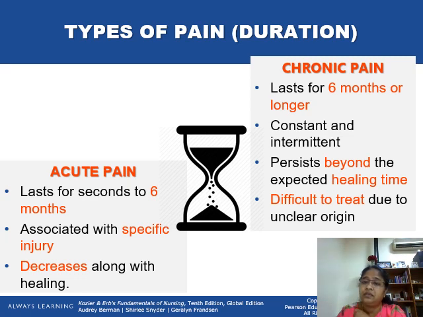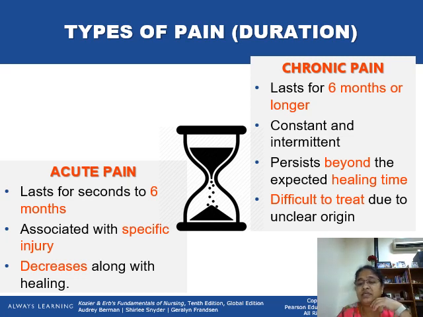What is chronic pain? It can last for more than 6 months, or you can have pain for years together. It is constant, sometimes intermittent. For example, back pain: when you're doing a lot of work and things like that, you feel the pain, otherwise you're fine. It persists beyond the expected healing time, and it is very difficult to treat because you don't know where exactly the pain is.